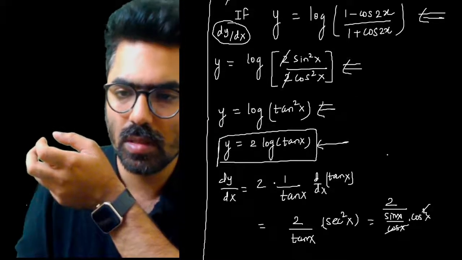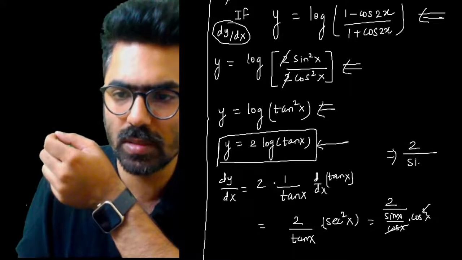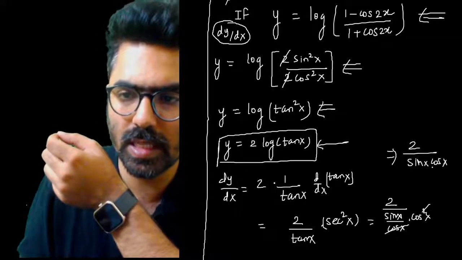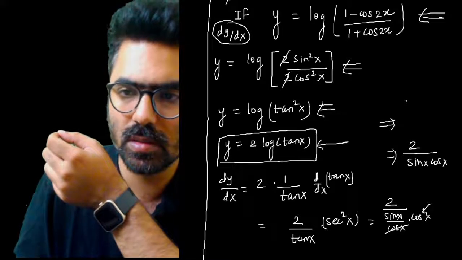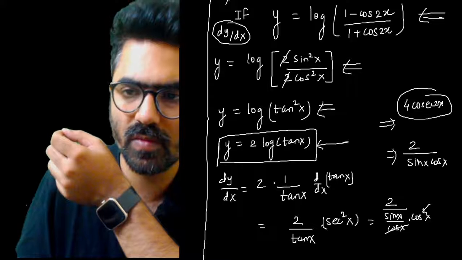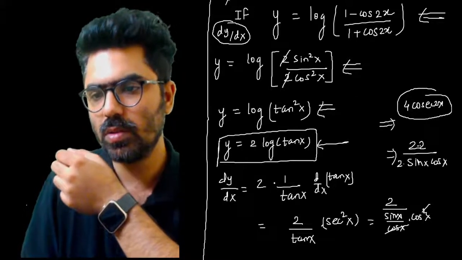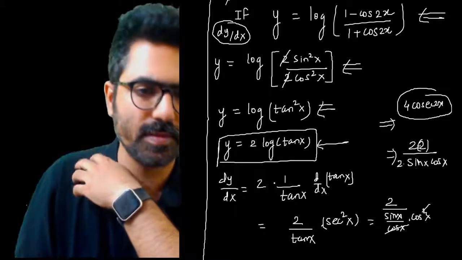This gets cancelled. So finally, which part is remaining? 2 by sine x cos x. This can be written as 4 cosec 2x, by the formula. Multiply 2 here and 2 here. So 2 into 2, 4 cosec 2x.